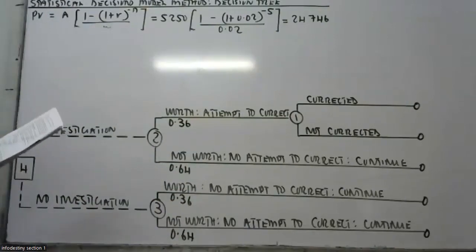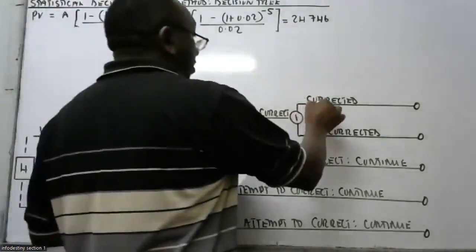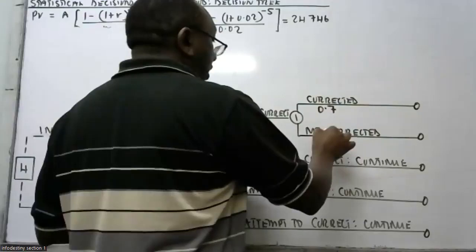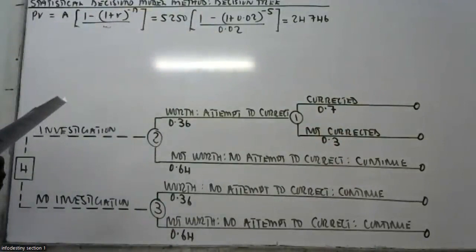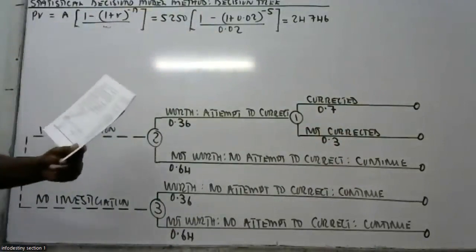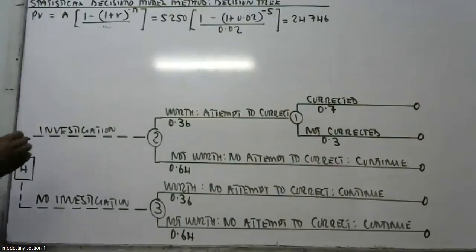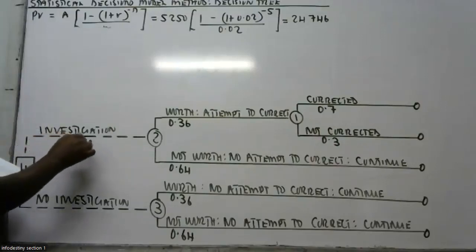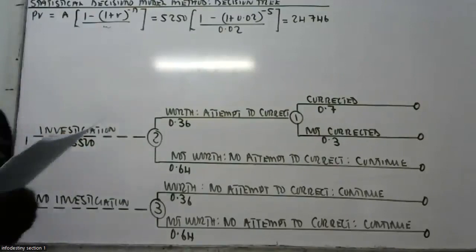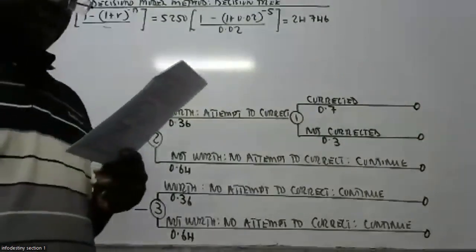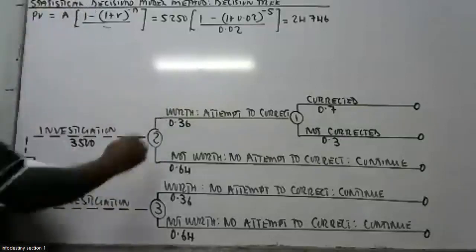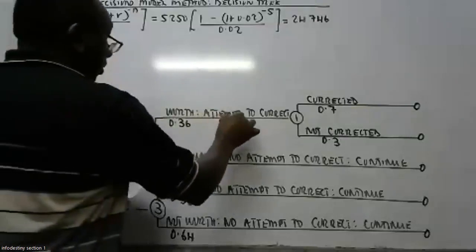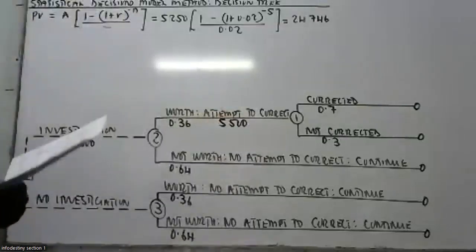Then we are told for the second category, corrective action has eliminated 70%. So those which have been corrected are 0.7, not corrected 0.3. The cost of an investigation averages 3,500. So it is put here where we are doing the investigation. 3,500. And that cost of correcting is 5,500. So that is put here, where you have the attempt to correct.